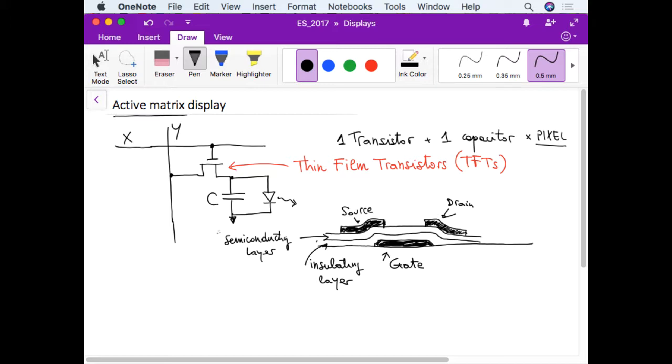Okay, so different options are, let's say, polycrystalline silicon, which is the best performing and most expensive, or organic semiconductors. Or also amorphous silicon works, but I don't want to mention it explicitly because it opens another issue.